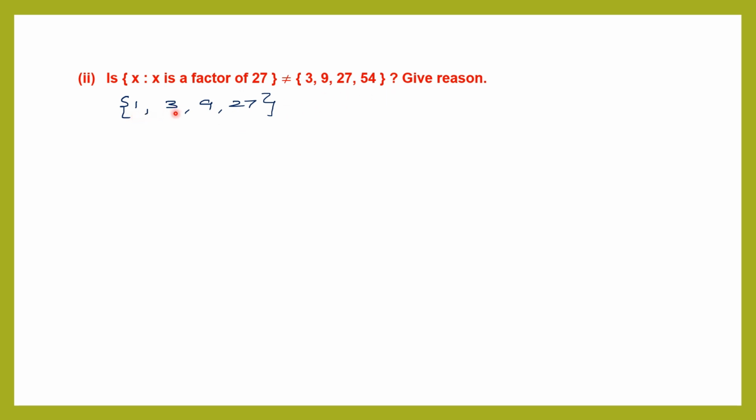So according to this, set is not equal to this set. Let's see. Here we have 1, 3, 9 and 27. Here we have 3, 9, 27 and 54. So this statement is correct. This set is not equal to this set, and the reason is again because 54 is not a factor of 27. Remember, factors are all numbers that are equal to or less than this number itself. It cannot be greater than that number. So the answer here, first answer will be yes. The first set is not equal to the second set, and the reason is again 54 is not a factor of 27.